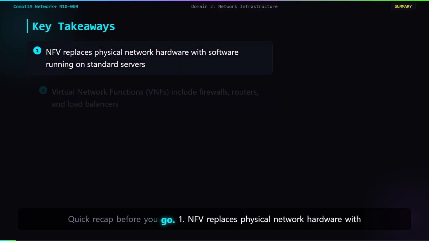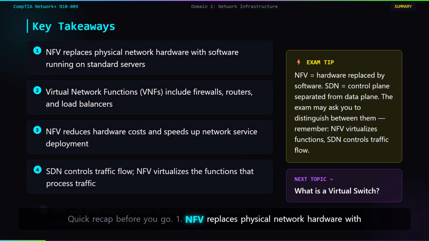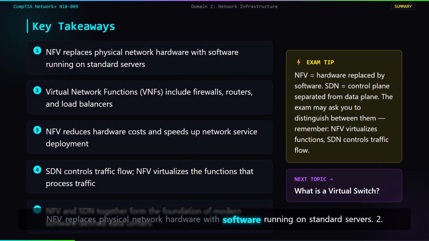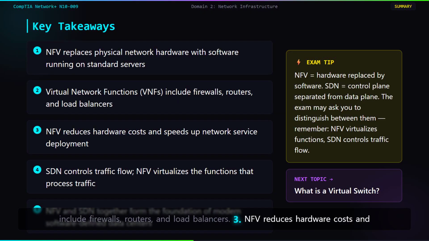Quick recap before you go. 1. NFV replaces physical network hardware with software running on standard servers. 2. Virtual network functions, VNFs, include firewalls, routers, and load balancers. 3. NFV reduces hardware costs and speeds up network service deployment.